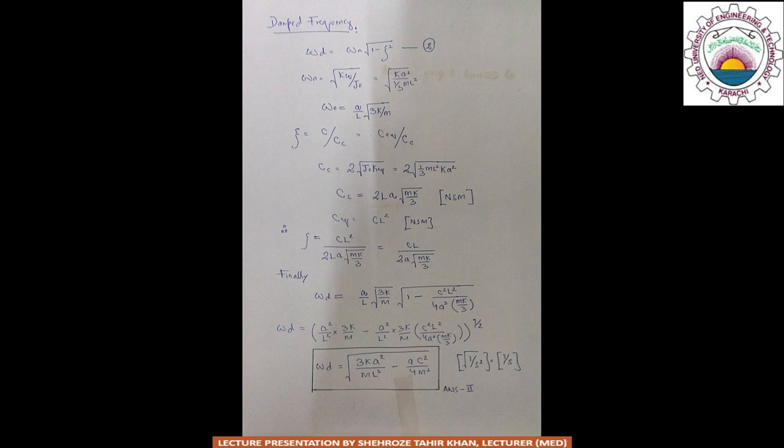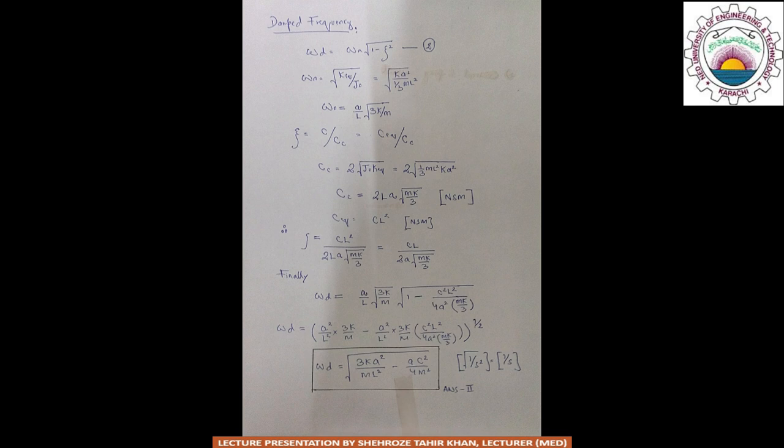Next we have C equivalent, which is the equivalent damping, which we found in the previous step in the equation of motion for the system, as C equivalent is equal to Cl square. Finally, by substituting all these values in the formula of zeta is equal to C upon Cc, we get zeta is equal to Cl square upon 2La under root Mk upon 3, or zeta is equal to Cl upon 2A under root Mk upon 3.